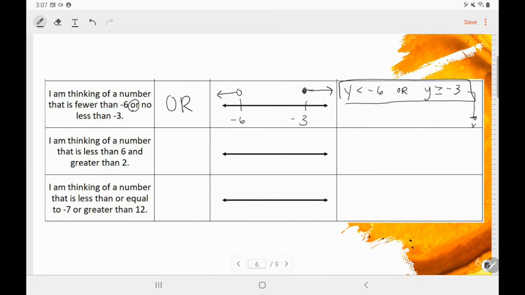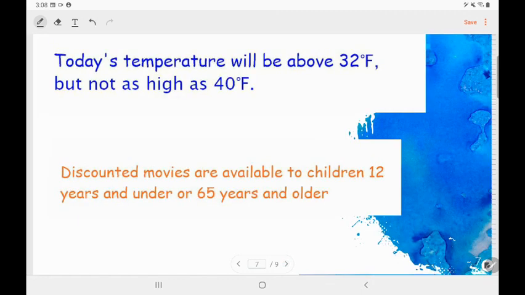All right. Today's temperature will be above 32, but not as high as 40. Notice this inequality does not use and, and it doesn't use or. So you need to use your context clues to decide which one it is. It's going to be above 32, but not as high as 40. Well, think of what numbers those could be. That could be 33, 34, 35, 36, 37, 38, 39, and any of the decimals in between.